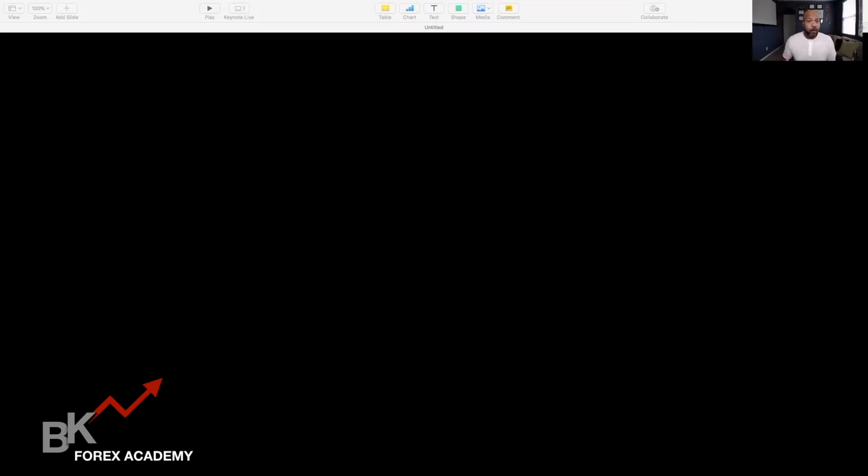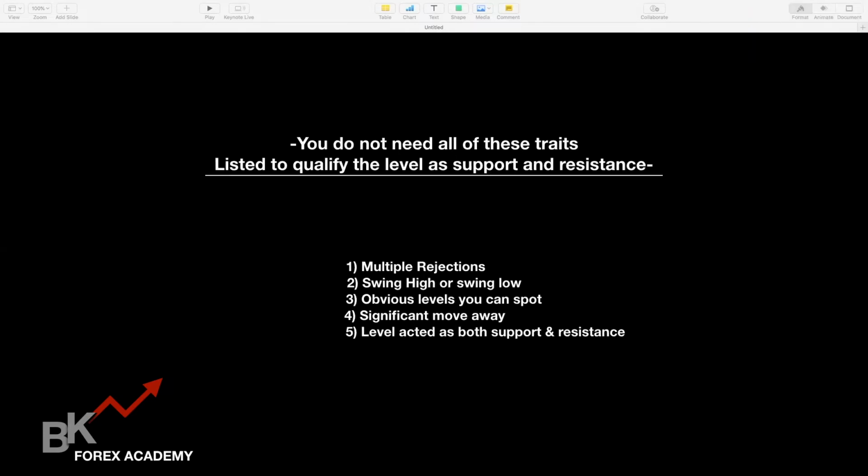All right, guys, so before we can even identify the support and resistance levels, we need to understand first what is support and resistance. So support and resistance are certain areas that have reacted in the past and can potentially react to it again in the future. So here are some things that you need to identify a support and resistance level.